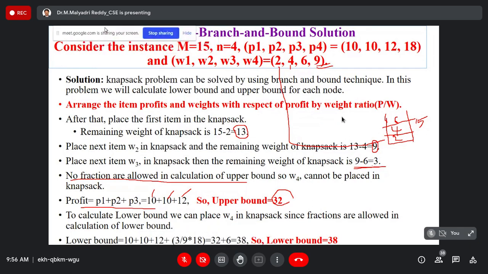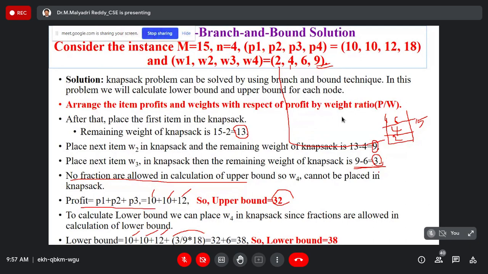Cost function, what we call the lower boundary. This lower boundary function, or cost function, supports fractional values also. Already the first one is included, the second one included, the third one included. The remaining space is only 3 units. These 3 units can be chosen from the fourth object.